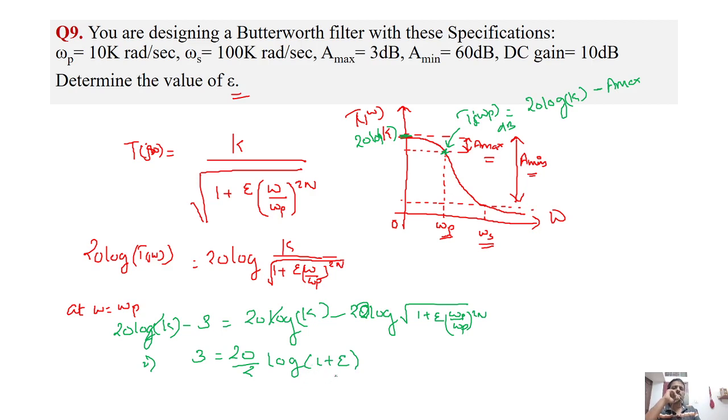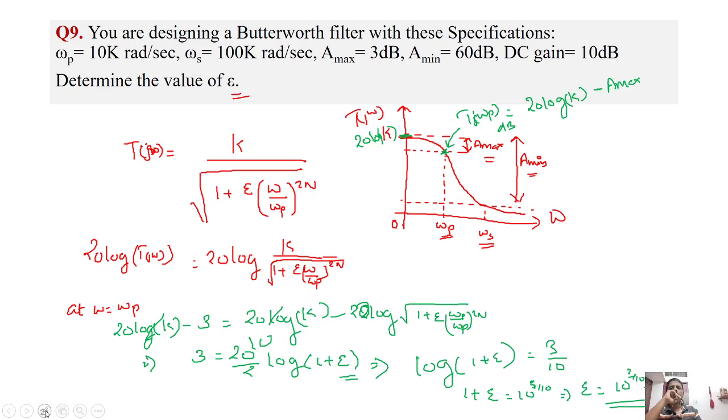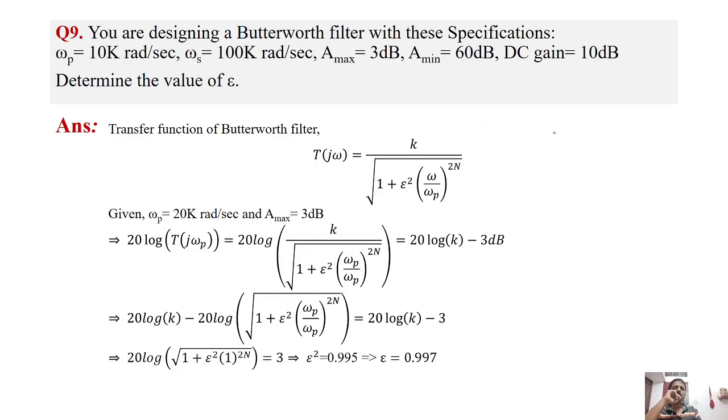Here the only value we need to determine is epsilon, and with a simple computation we can find it. So this is 10 log of 1 plus epsilon equal to 3, so log of 1 plus epsilon equals 3 by 10. What is 1 plus epsilon here? It is 10 power 3 by 10. So epsilon equals 10 power 3 by 10 minus 1. This is the epsilon value. That's how we find epsilon. That's what I have written here, so this is the solution.